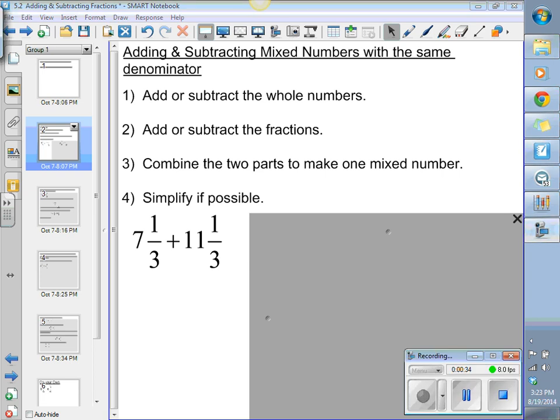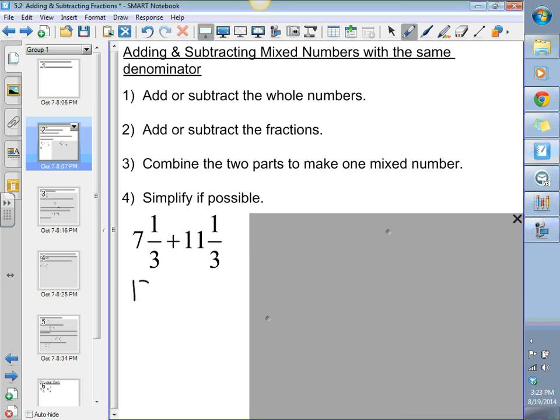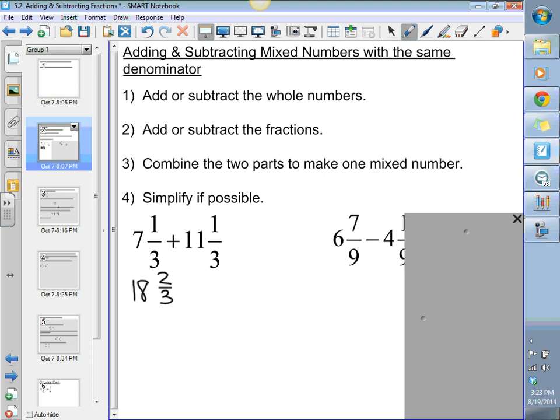So first we add the 7 plus the 11, which gives us 18. And then we add 1/3 plus 1/3, which gives us 2/3. And really, I kind of did that all as one because you can in this problem. And there's no simplifying needed.